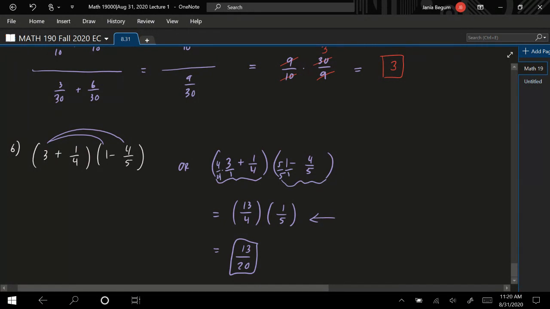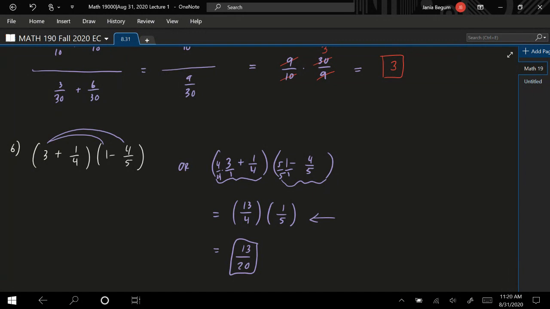And then once you're in this step, you can drop the parentheses because it's multiplication, right? And you see there's nothing that would reduce. 13 and 5 wouldn't reduce. 4 and 1, nothing in common. So we just go ahead and multiply them. So 13 times 1 is 13, and 4 times 5 is 20.